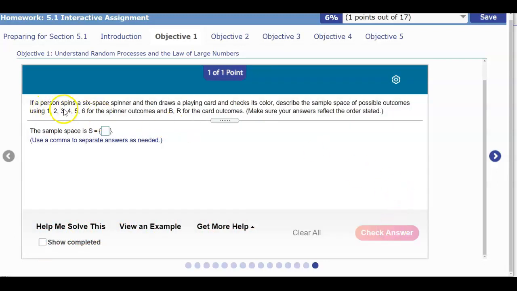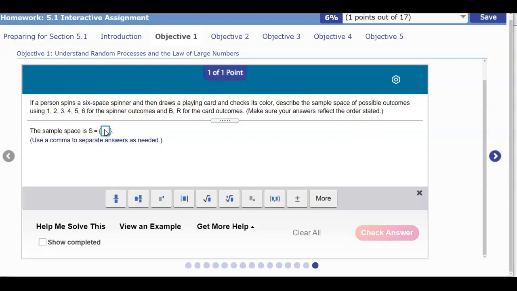Okay, so here it says if a person spins a 6-space spinner and then draws a playing card and checks its color, describe the sample space of possible outcomes using 1, 2, 3, 4, 5, 6 for the spinner outcomes and B and R for the card outcomes. Make sure your answers reflect the order stated. So this time the numbers have to be written first and the letters are second.